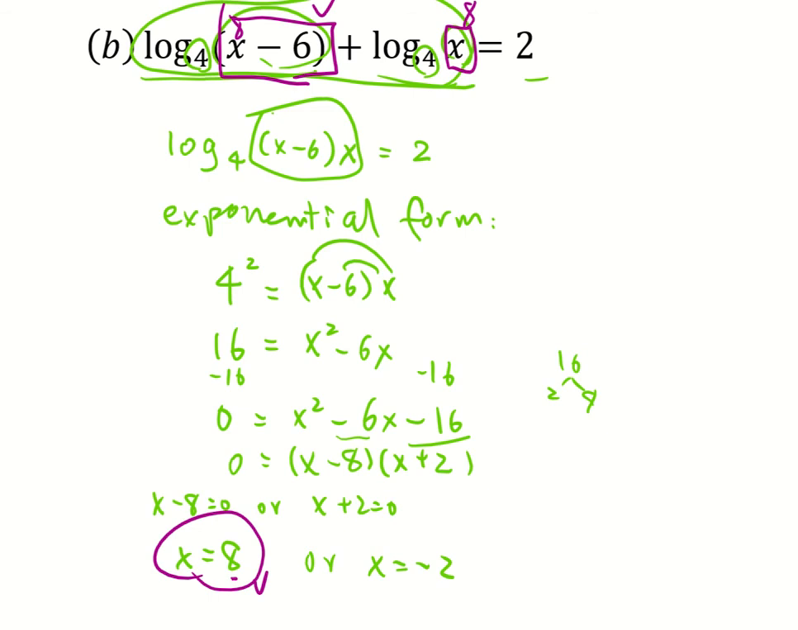How about negative 2? Well, if you plug in negative 2 into the argument, which is x minus 6, you have negative 2 minus 6, which is negative 8. It's making the argument negative. That makes this not a solution because this is making the argument part negative. So the log is undefined, right? So we only have one solution here, which is x is equal to 8.